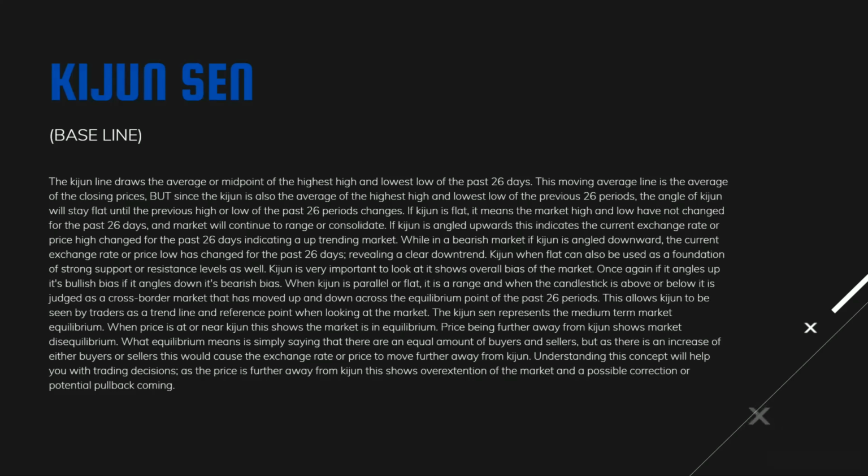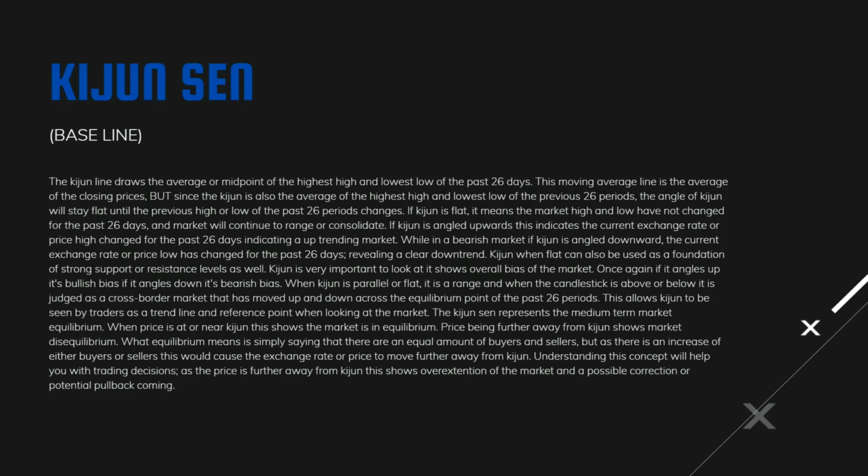This moving average line is the average of the closing price, but since the Kijun is also the average of the highest high and lowest low of the past 26 periods, the angle, and this is very important, understand the angle of Kijun will stay flat until the previous high or low of the past 26 periods changes. If Kijun is flat, it means that the market high or low has not changed for the past 26 days, and the market will continue to range or consolidate.